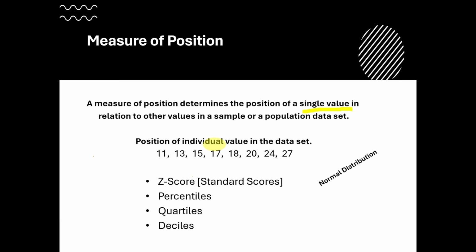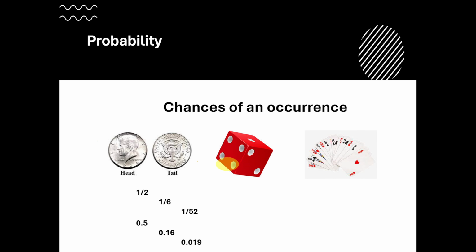Now, the position of the individual value. So this is the data set, for example. On this data set, we can use four options. One is z-score. The other option is percentile. The third one is quartile, and then decile. We can use these methods to find the measure of position. But before learning z-score, we will learn what is normal distribution. It's a very lengthy, very detailed topic. But before learning normal distribution, we'll start with probability and then we will lead towards the normal distribution.